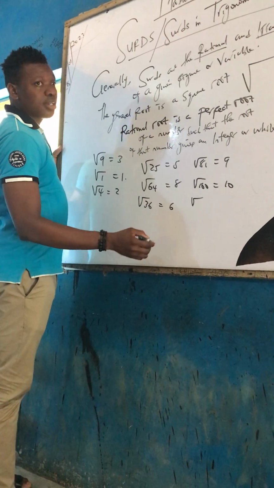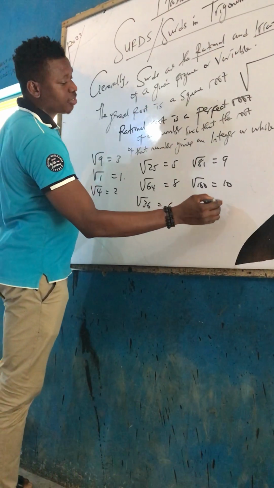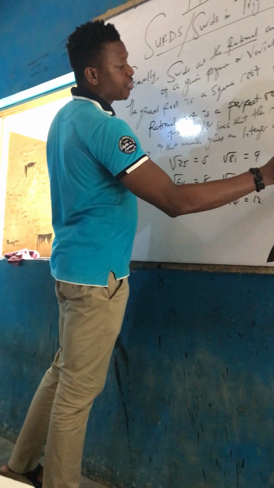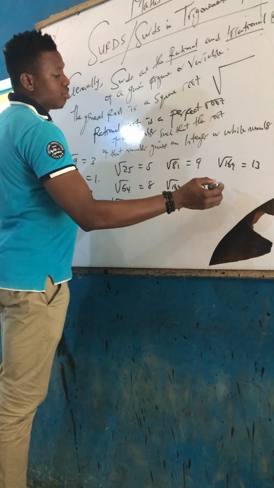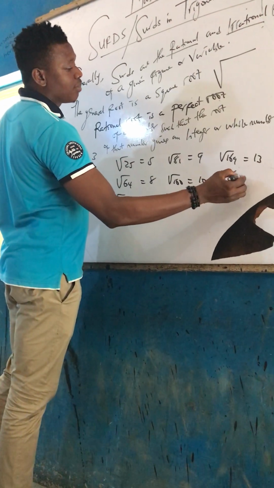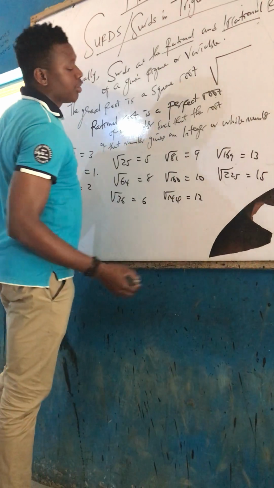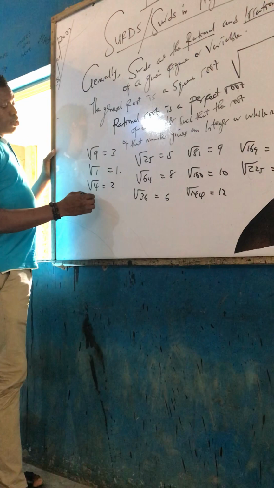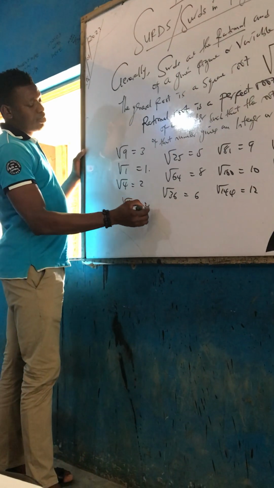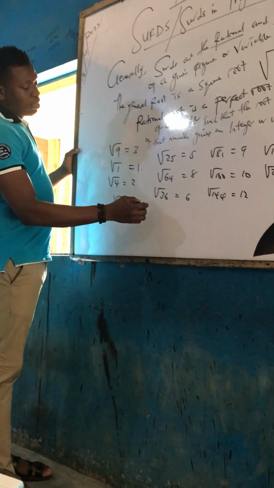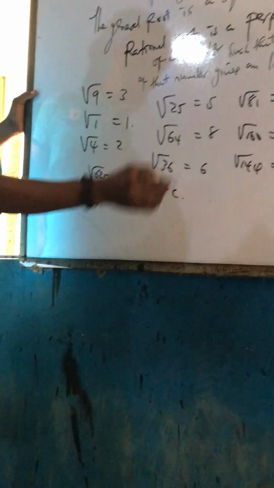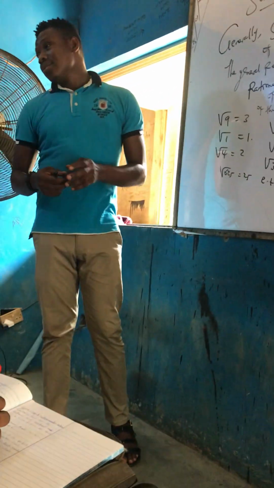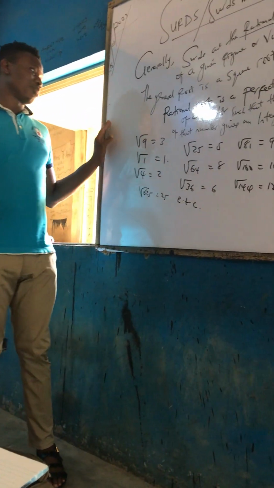Root 144 will give us 12. Any other one? Root 169 will give us 13. Root 225 will give us 15. And so on and so forth. Root 625 will give us 25. Thank you. That will be etc. As many as possible you can remember.